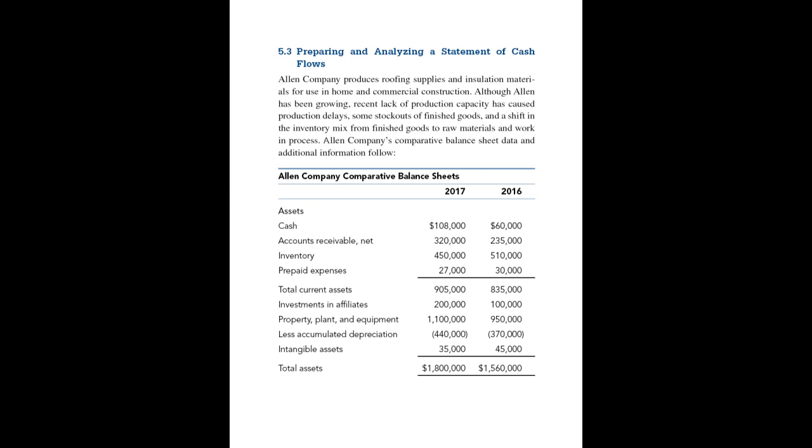So this is an example about the Allen Company, and they are involved in producing roofing supplies and insulation materials for use in house and commercial construction. So usually they are the raw material suppliers for the construction companies.